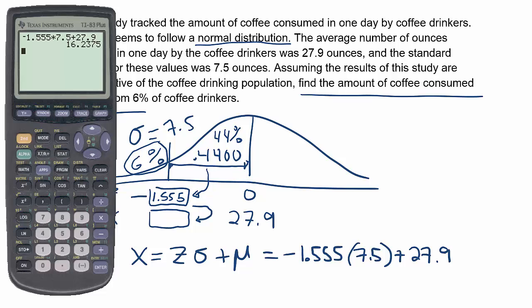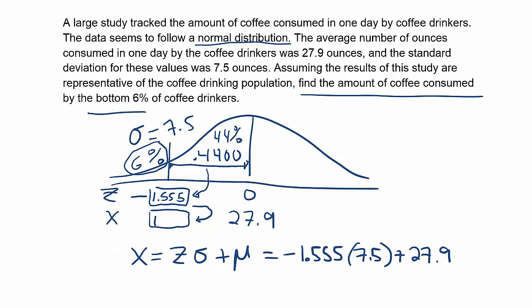And that ends up giving us 16.2375. Let's just round it off to one decimal place, 16.2 ounces, we'll say. So about 16.2 ounces of coffee is the cutoff between the bottom 6% and the rest of the group, right? So people in the bottom 6% drink 16.2 ounces or less coffee per day. So roughly about 2 cups.